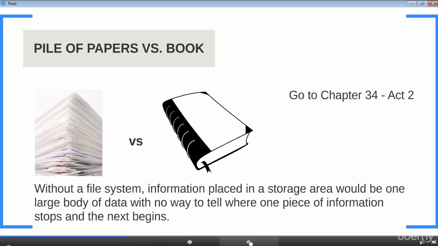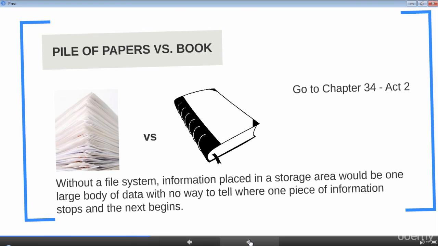Just like a well-organized book, a file system helps to navigate the data that is stored in your storage. Without the file system, the information stored in your hard disk will be one large body of data with no way to tell where one piece of information stops and the next begins.